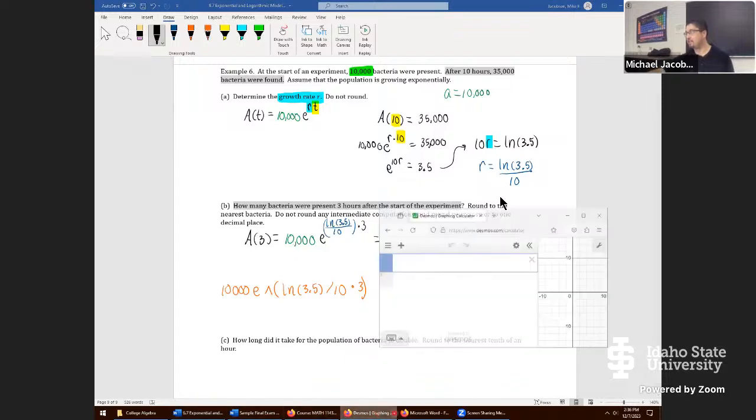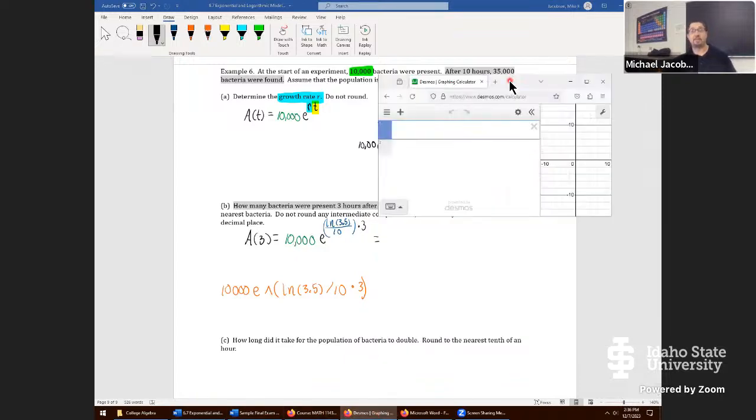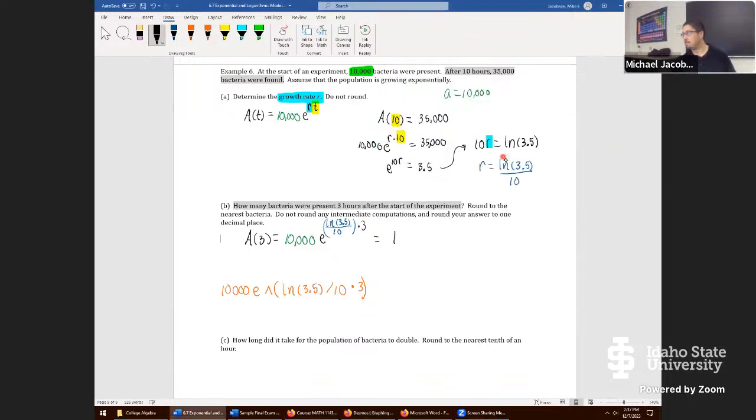We should get the right value with something like that. Let me try it in this calculator here, and let me know as usual if you're getting something different. We'll try to reverse engineer it and get the right value. So 10,000 e to a power natural log 3.5 tenths times 3. We're getting all together, to the nearest bacteria, 14,562.